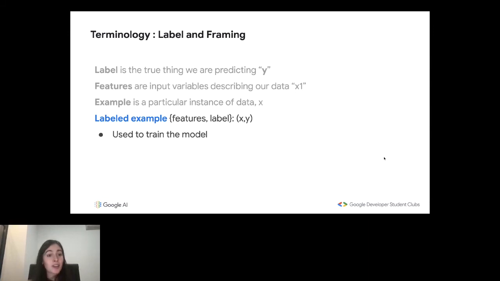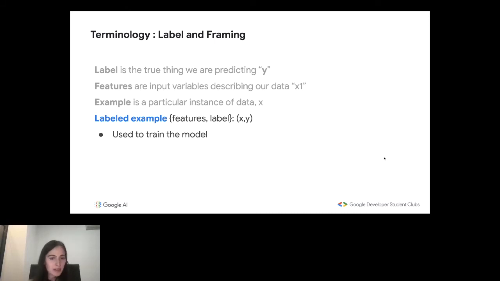On the contrary, if we do not have a label, we're going to call this an unlabeled example. So these examples, we can use them to make, for example, predictions. So this is our new data on which we want to test our model. Or as we said, unlabeled examples can also be used with unsupervised machine learning systems.